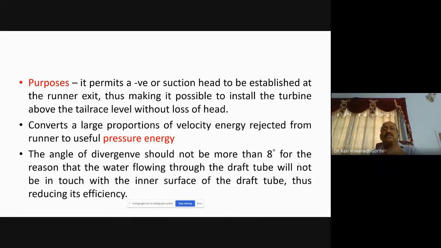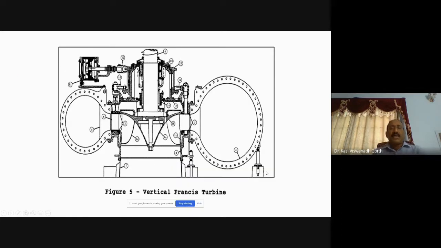A similar theory you must have already seen in your venturimeter also. In your venturimeter, in the subject of fluid mechanics, you must have noted that there will be two cones for the venturimeter. The central portion is a throat, and there is a convergent portion and a divergent portion. The angle of divergence will not be kept more than 8 degrees there also, to avoid the flow separation and formation of eddies.